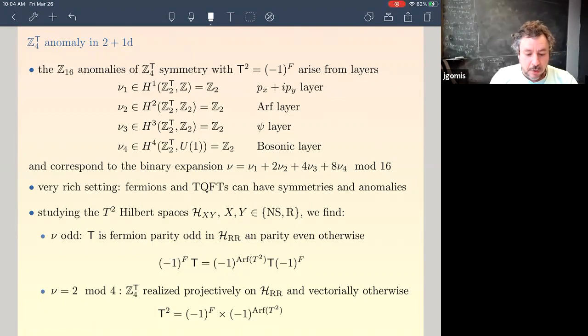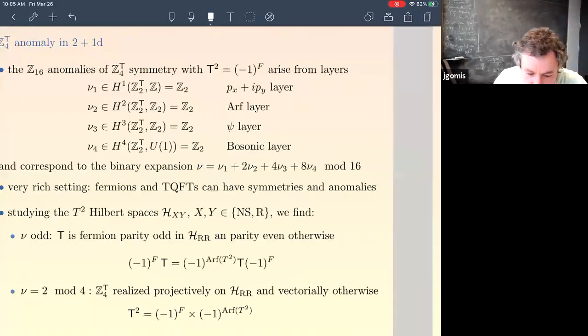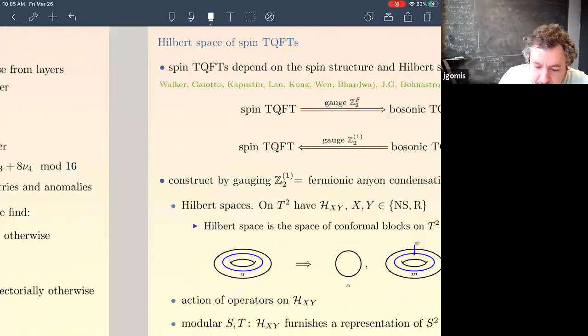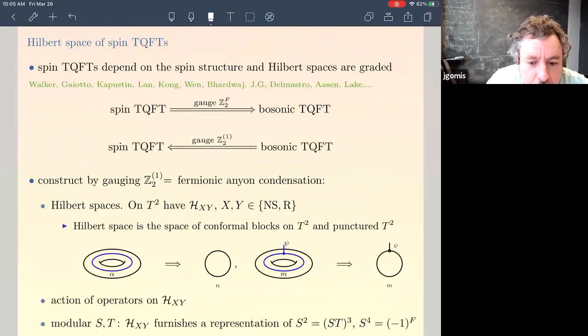And when nu equals 2 mod 4, both in the case of fermions and in the case of spin TQFTs that have that anomaly, T squared is realized projectively in the Ramond sector. So T squared equals (-1)^F for all other sectors except for the Ramond sector, where you get an extra sign. So you see that the anomaly, again, is imprinted in some rather elementary fashion in the Hilbert space of the theory. So here I have a quick story about how to construct the Hilbert space of spin TQFTs. I will not have time to discuss it.